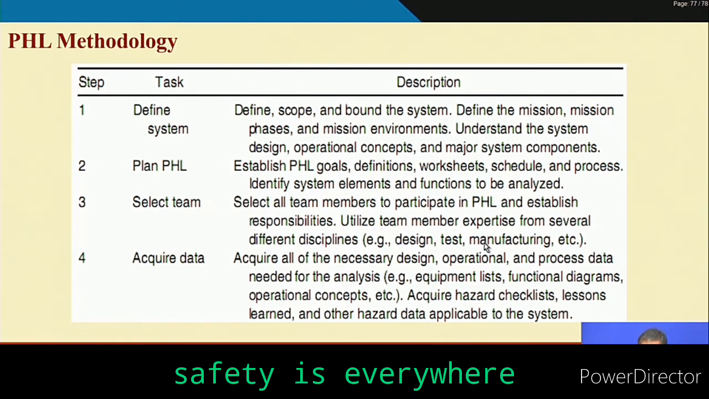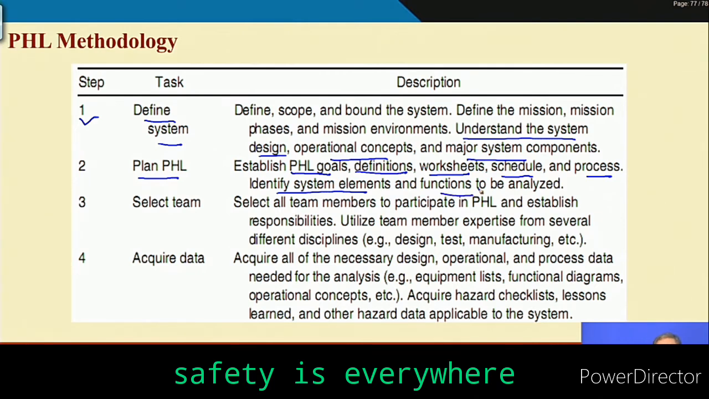So, what is the methodology? First, step 1: define the system. So, define, scope, build the system. It is basically your knowledge about the system: understand the system, design, operational concept, measure system component, I told you already. Then plan for PHL: what is the goal? You define worksheet, schedule, process, identify a system element, function to be analyzed.